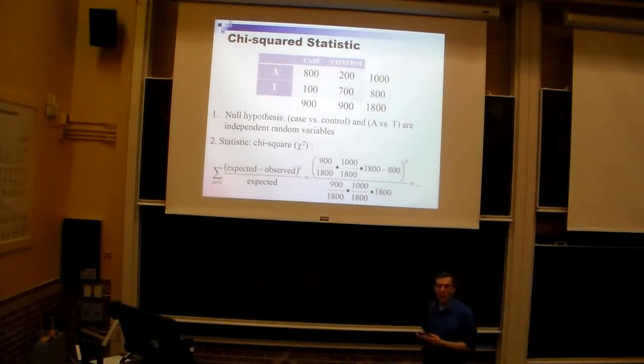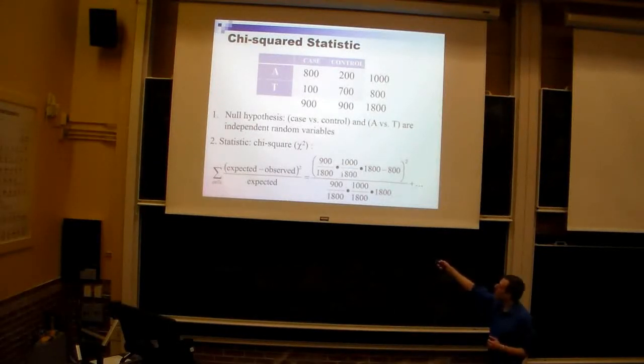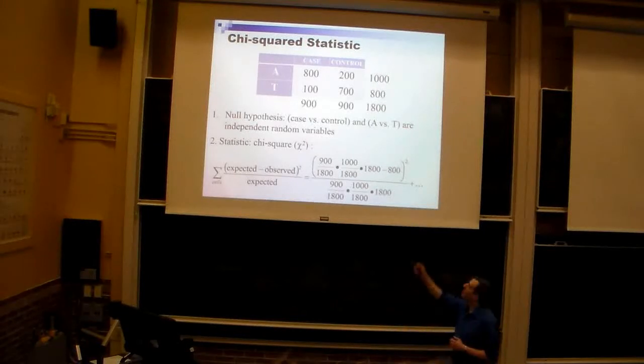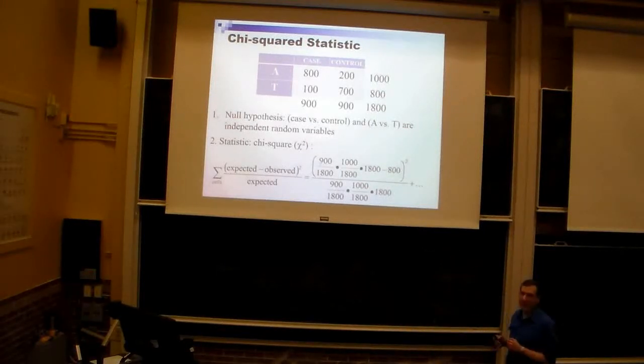Fraction of the people should have an A allele, independent of case control status. And then we multiply those two fractions by 1,800, and that is the expected number of individuals who would have both the A allele and the case status, and so it would be in this upper left cell of the table if the null hypothesis were true. So 900 over 1,800, that's 1/2. 1,000 over 1,800, that would be 5/9. And then we multiply that by 1,800, and we are going to get our expected value.